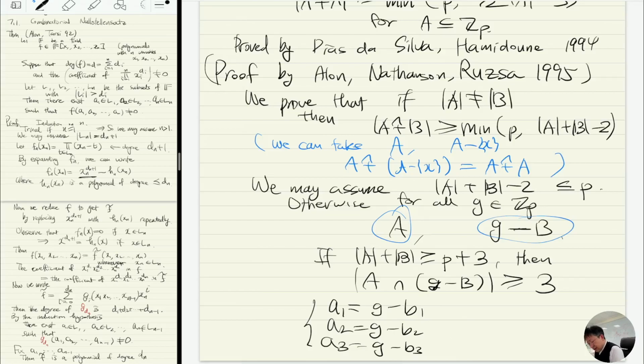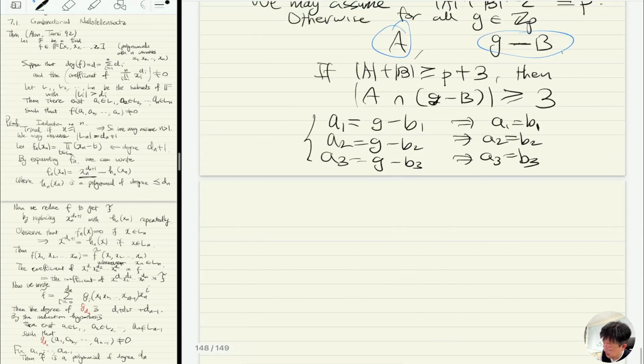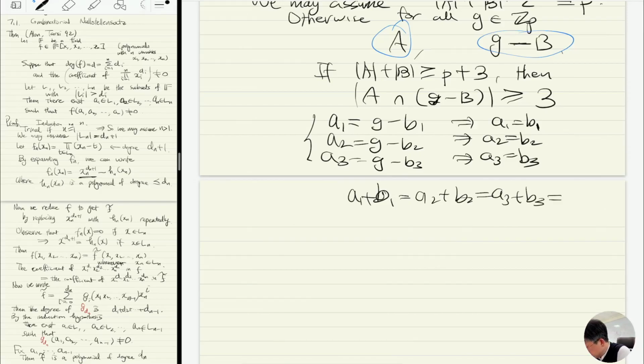Now, if we don't have a pair of elements from A and elements from B whose sum is g, then this means that a1 is equal to b1, and this means a2 is equal to b2, and a3 is equal to b3. Then what does that mean? You have 3 elements of the group where a1 plus b1, a2 plus b2, a3 plus b3, all of them are actually equal to g.